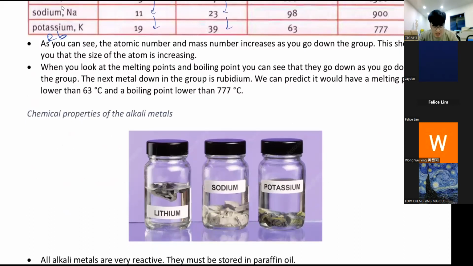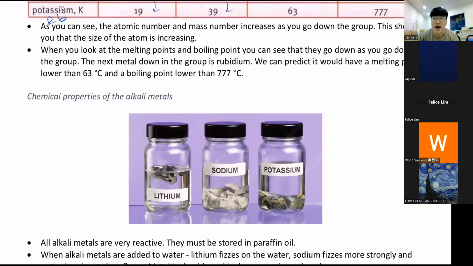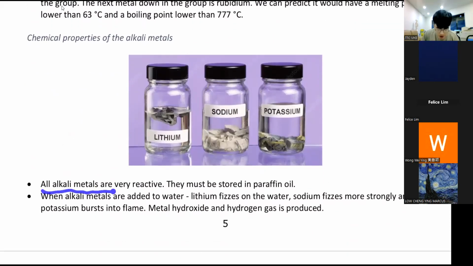Right, let me finish this up. Guys, as I said, alkaline metals are all very crazy. They will explode by touching water. That's why we store them in oil. We have to store them in oil because they will react with everything, even air. So all alkaline metals are very reactive. They must be stored in paraffin oil.